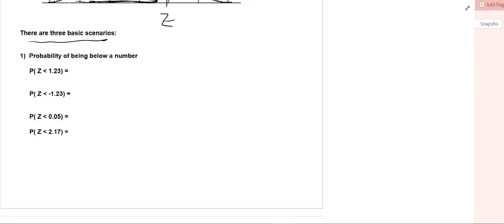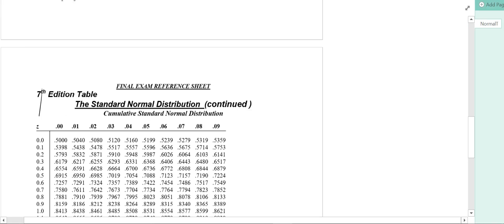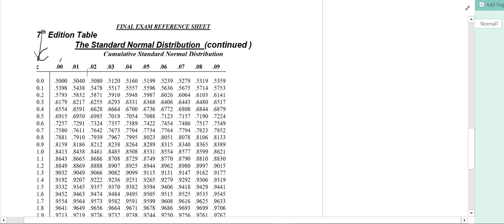All right, the first one is we want the probability z is less than 1.23. So we go to the table. In the left-hand column, we have the z value, what we refer to as the z-score, up to the tenth decimal place, right? The columns, each column is associated with the hundredths position. So we're looking up 1.23. So we look up 1.2. We have it right there.